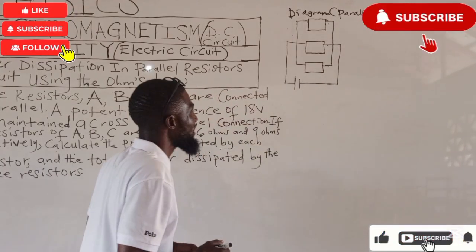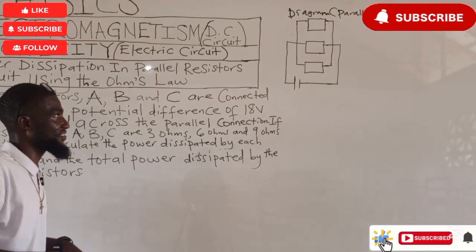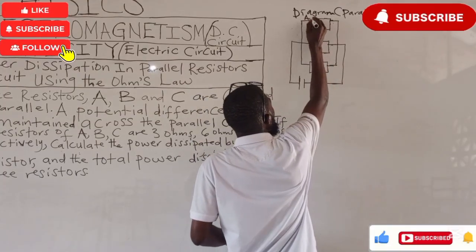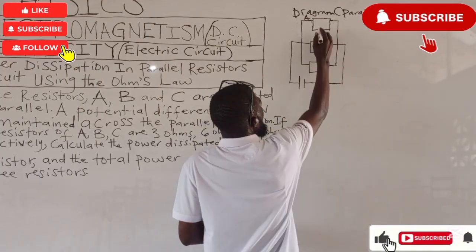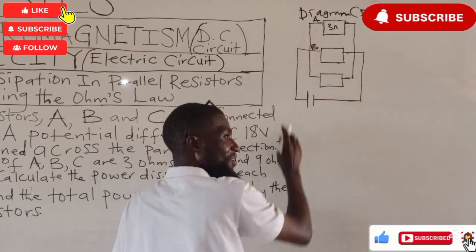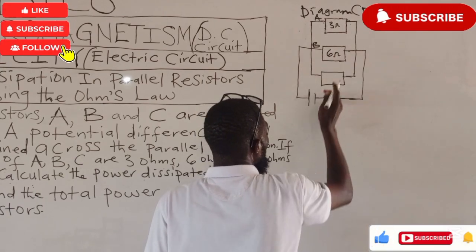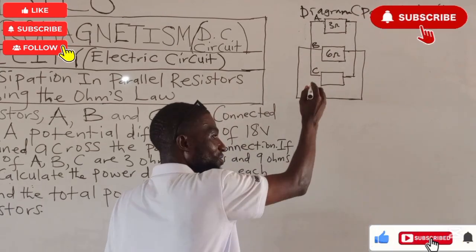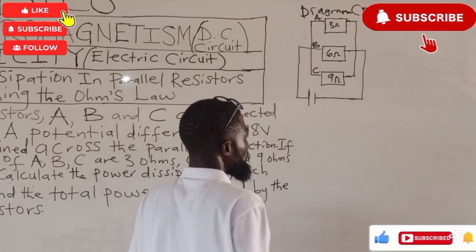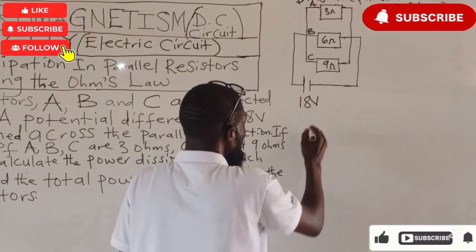On our parallel circuit diagram today, we'll be indicating all our resistors on this diagram. Remember, this is resistor A, which is equal to 3 ohms, and this is resistor B on our diagram, which is equal to 6 ohms, and this is resistor C on our diagram, which is equal to 9 ohms. Ladies and gentlemen, and our voltage here will be 18 volts.